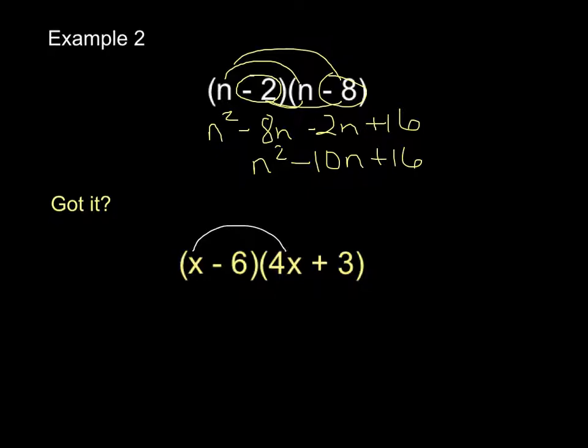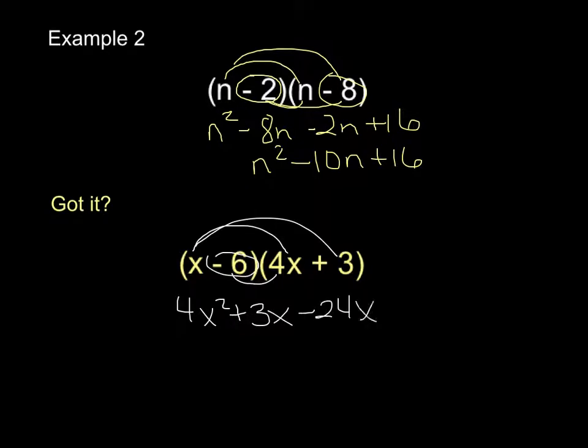So we'll start by taking x times 4x, which is going to give me 4x squared. X times 3 gives me a positive 3x. Negative 6 times 4x is minus 24x. And negative 6 times 3 gives me a negative 18.